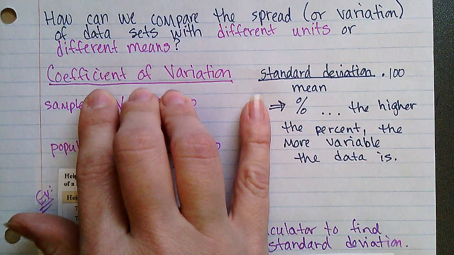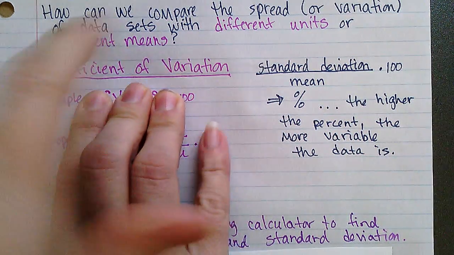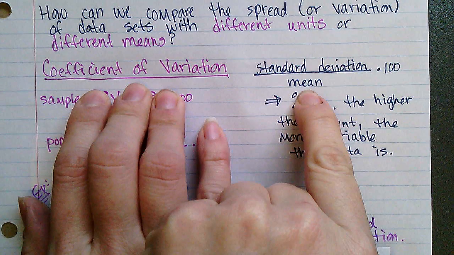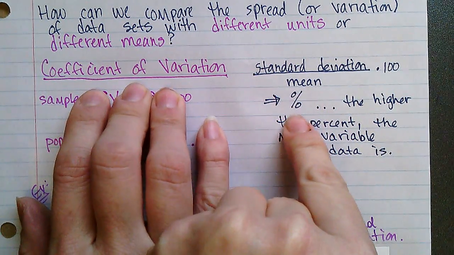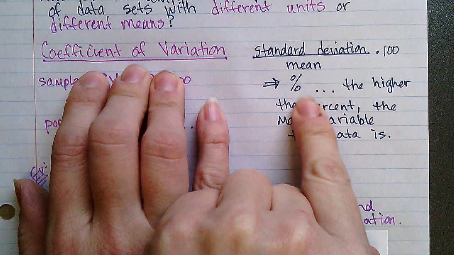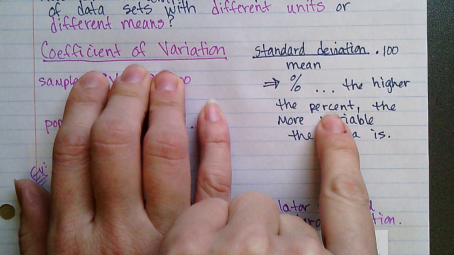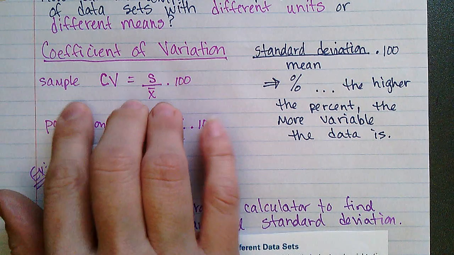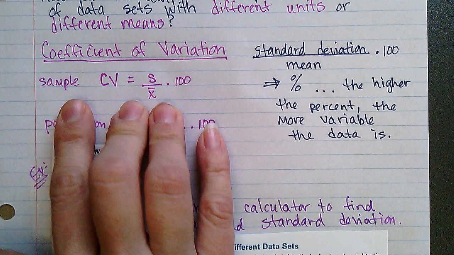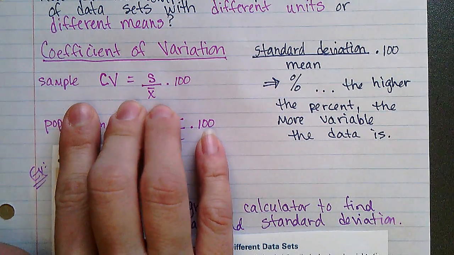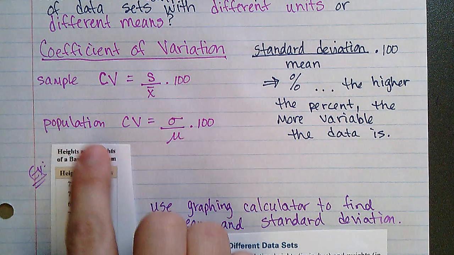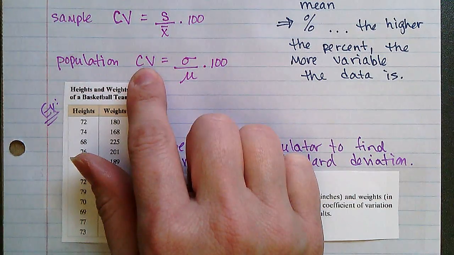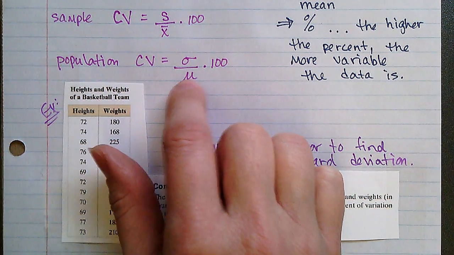So to find coefficient of variation, we're going to take the standard deviation and divide it by the mean, multiply by 100. That's going to give us a percent. And then the higher the percent, the more variable or spread out the data is. So when you're working with a sample, the coefficient of variation, CV, is S over X bar times 100. If you have a population, then the coefficient of variation, CV, would be sigma over mu times 100.